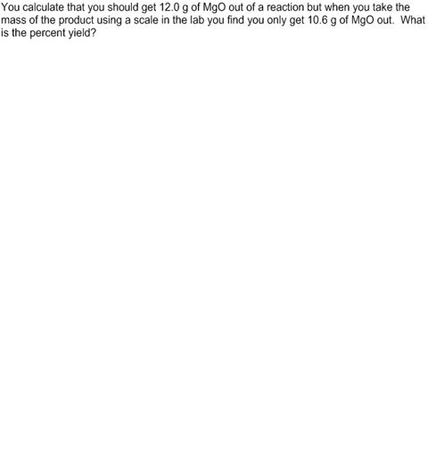You calculate that you should get 12 grams of magnesium oxide out of a reaction, but when you take the mass of the product using a scale in the lab, you find you only get 10.6 grams of magnesium oxide out. What is the percent yield? So remember, percents are all the same. It's always a piece over the whole.